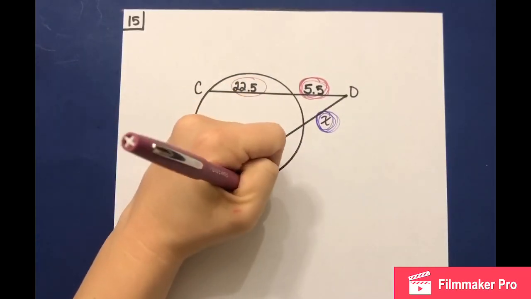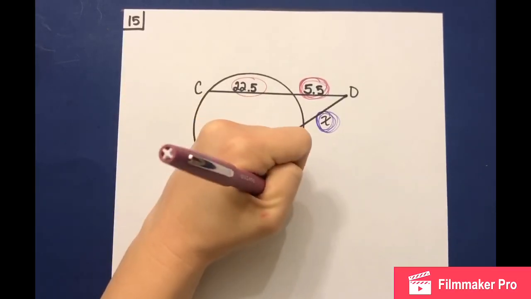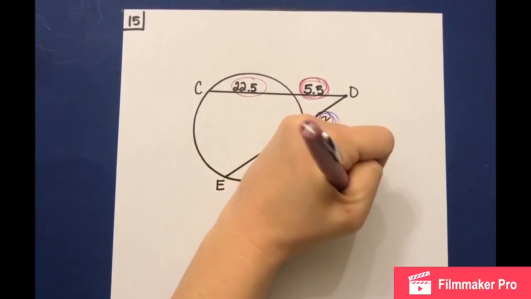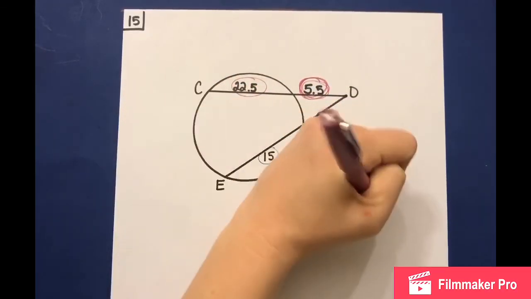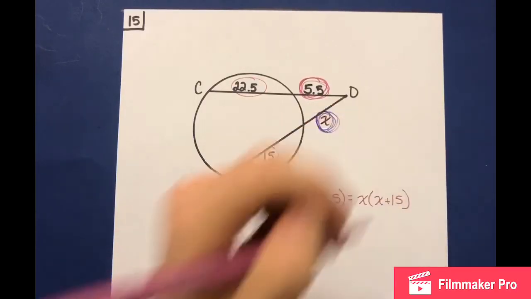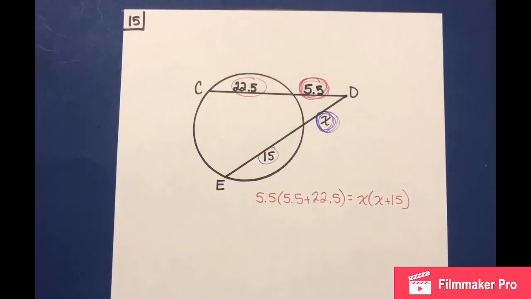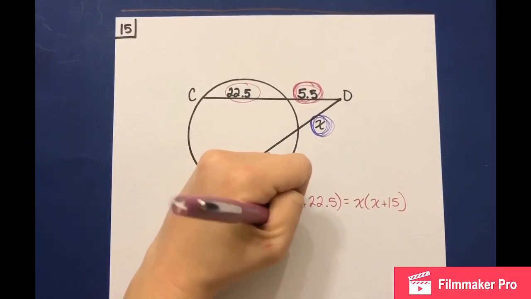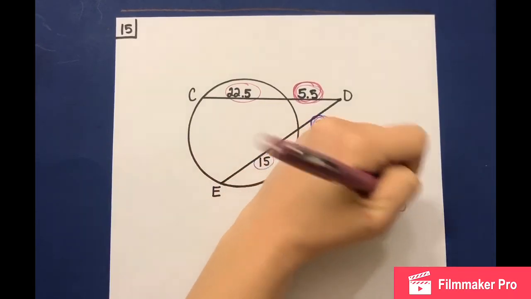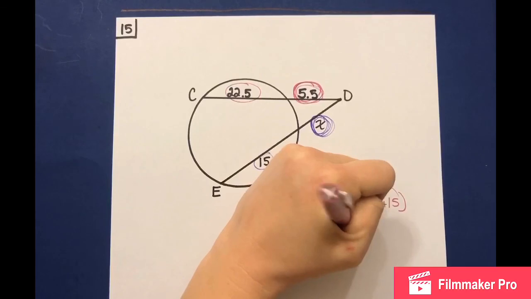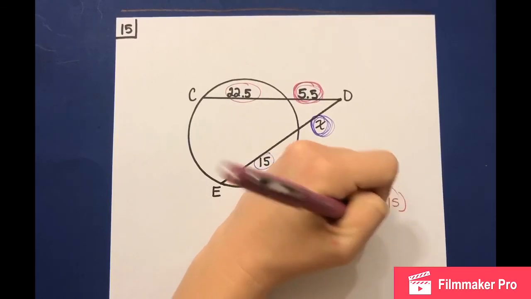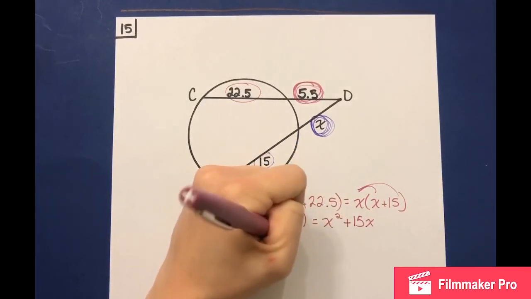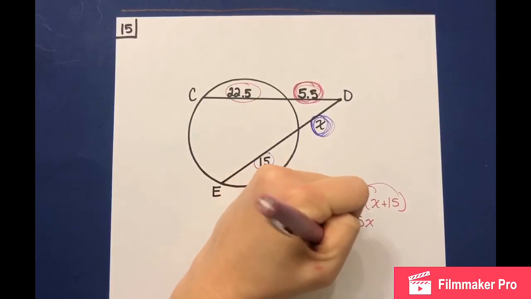So here, I'm going to have 5.5 times 5.5 plus 22.5 equals x times x plus 15. Okay, so let's start this equation by just simplifying what's inside of the parentheses here. Equals, let's distribute, x squared plus 15x. Multiply these ones on this side. I end up with 154 equals x squared plus 15x.